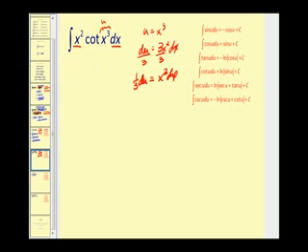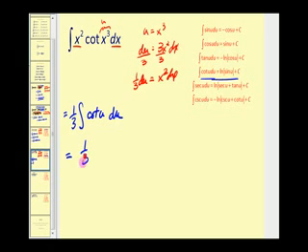Let's go ahead and rewrite this. We'd have 1/3 du and then just cotangent u. Of course, this fits one of our new integration formulas. This antiderivative will be 1/3 natural log sine u. Of course, u is equal to x cubed, plus c.